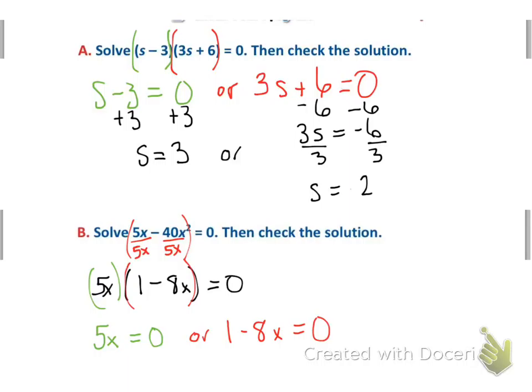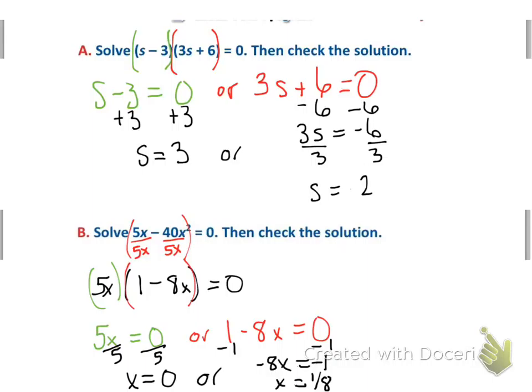I divide both sides by 5, x equals 0, or subtract 1. Oops, that's an ugly negative. Divide both sides by -8. So x could equal 1/8. Those are my two possible options to solve that equation.